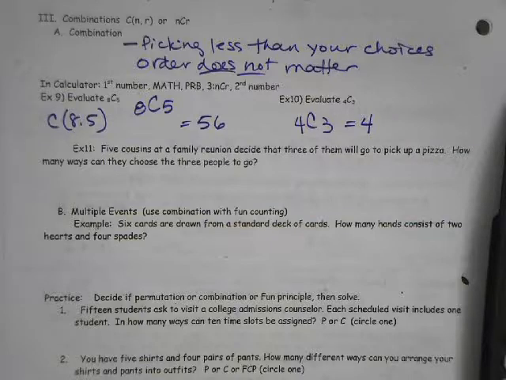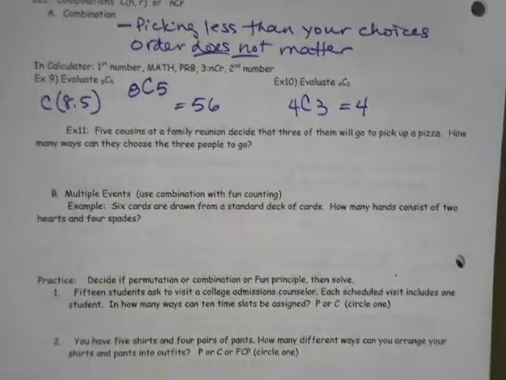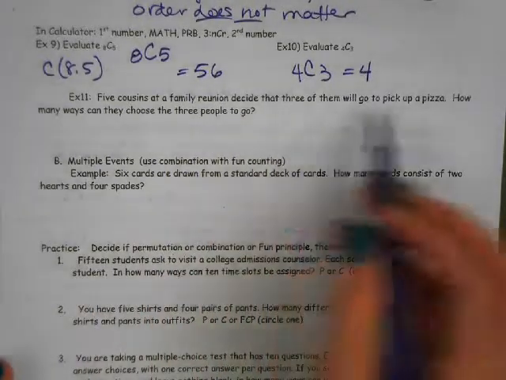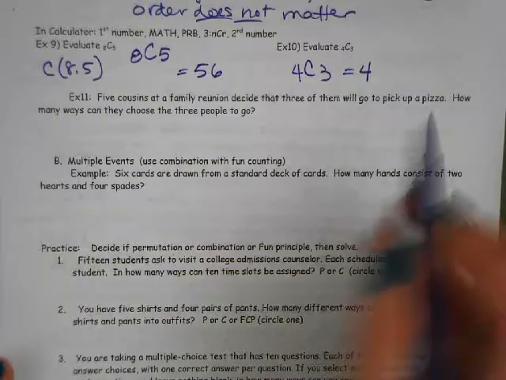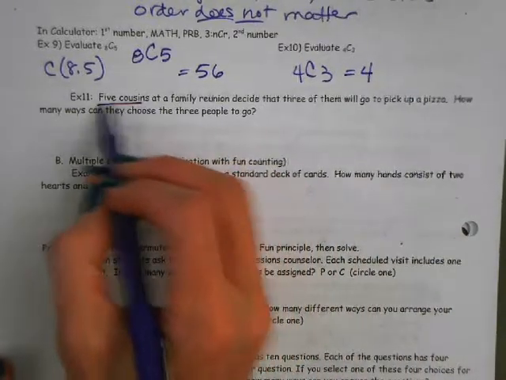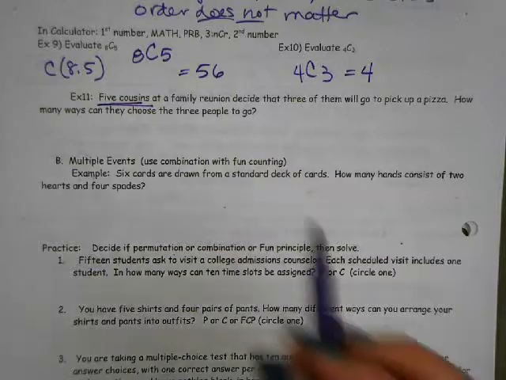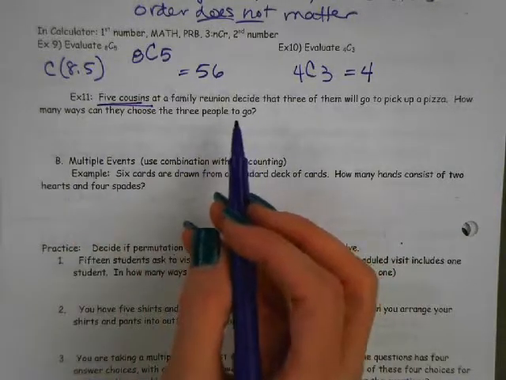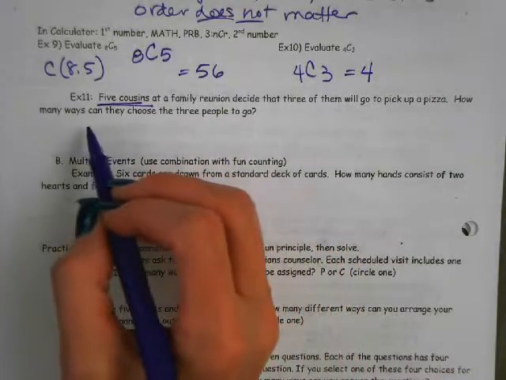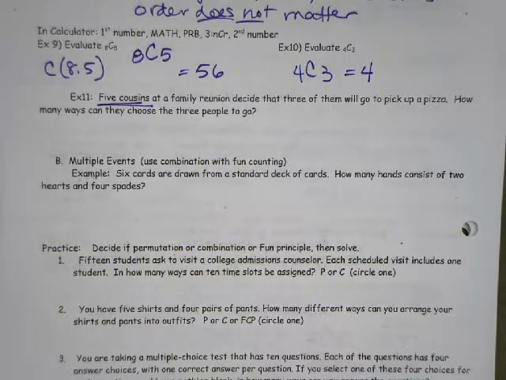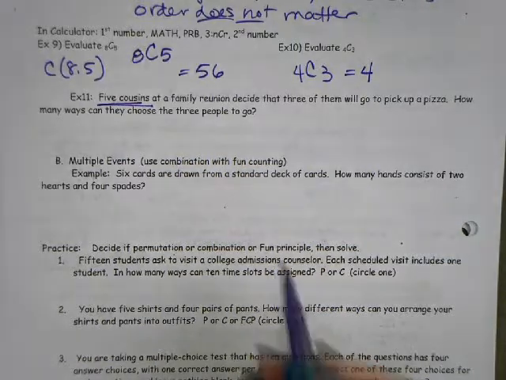All right, so let's look at how we would use this. You have 5 cousins at a family reunion, and they decide 3 of them will go pick up pizzas, because no one wants to stay at a family reunion. They want to get out of Dodge, right? So they fight over the 3 who should go. Once you pick the 3, does it matter who gets in the car first? No. Just how many ways can you choose the 3 people to go? You're going to either choose cousin Vinny, cousin George, cousin Mary, or cousin Mary, cousin George, cousin Vinny. Regardless, you're picking the same 3 people, right? So order does not matter.